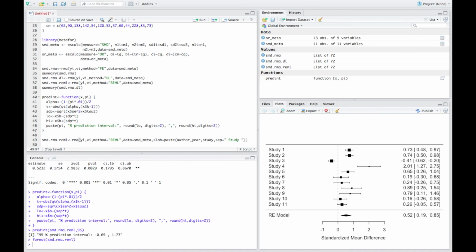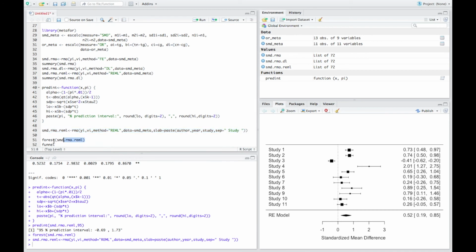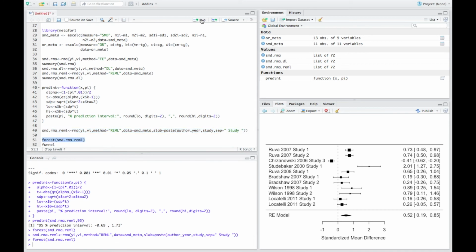And then also study number, because different articles contributed sometimes multiple studies. So we'll just rerun that, and then we'll rerun our forest plot. And you'll see now I have name of the first author, the year of publication, and the particular study that is included in the meta-analysis. So Ruva 2007 had 2 studies. Krzyzanowski 2006, only study 3 was eligible for this meta-analysis, and so on.